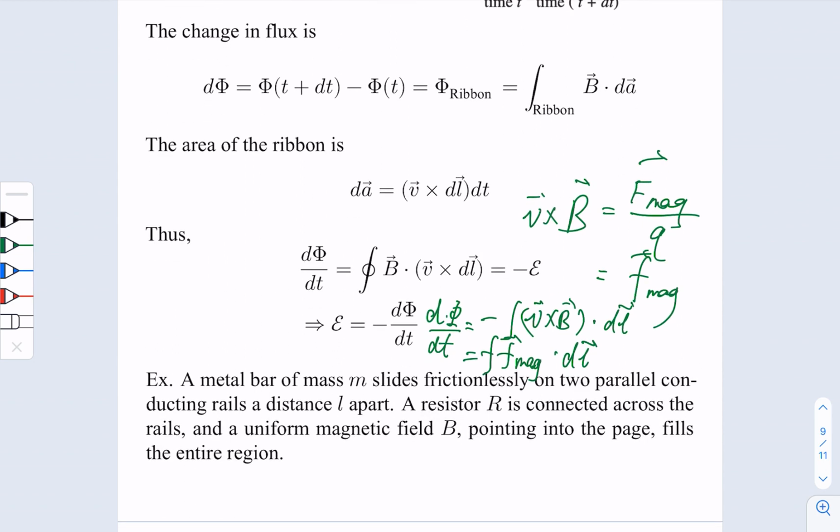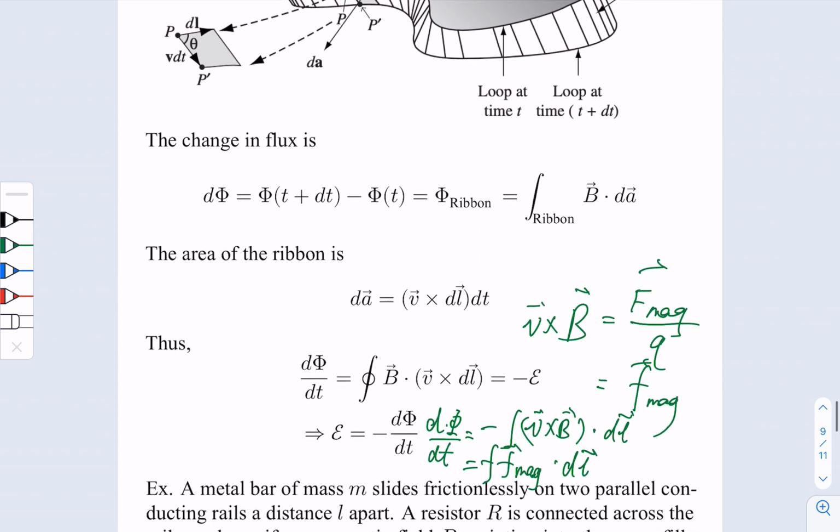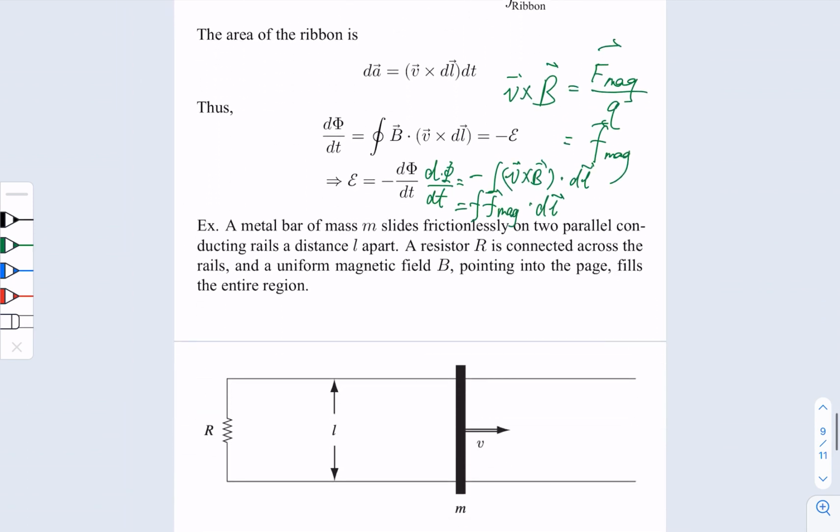So this proves that for any strange shape of wire, as long as we move the wire to a different location and there is a change of the flux, this change of flux will induce an EMF, and the EMF can induce a current flowing in the loop. Okay, any questions?